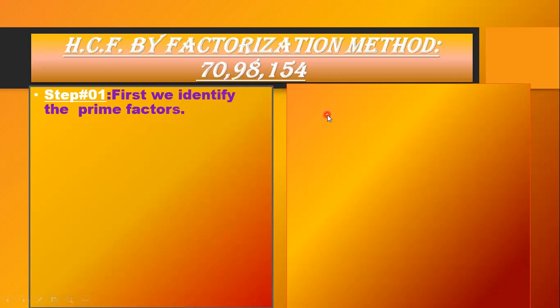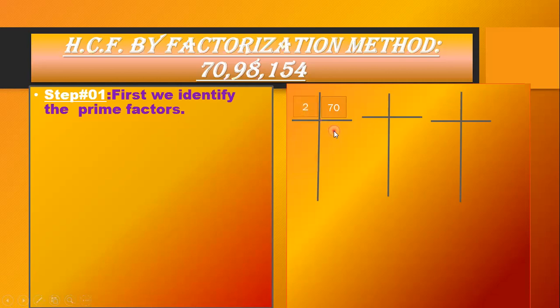So now take 70 here. Which type of number is this? This is an even number. So we will take prime factor 2 here. 2 times 35 is 70. Then 5 times 7 is 35. Then 7 one time 7. Okay, so 2, 5, 7 are the prime factors of 70.